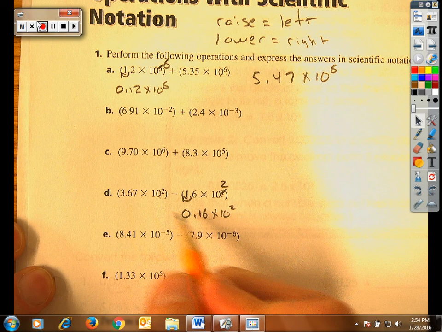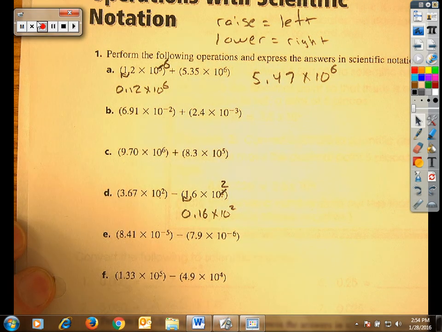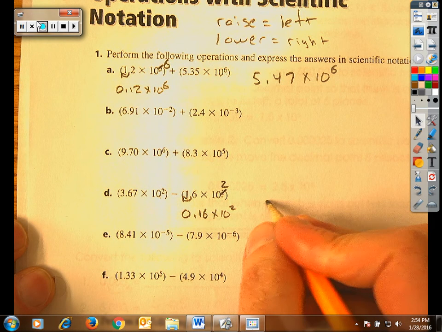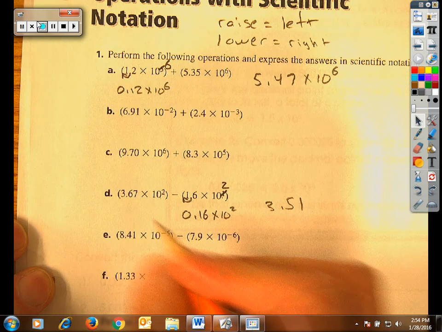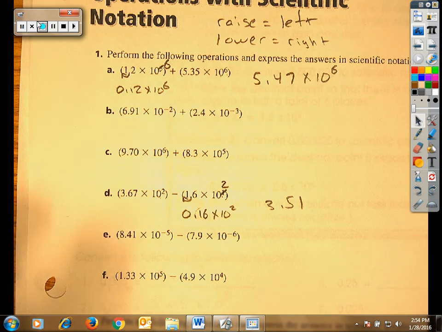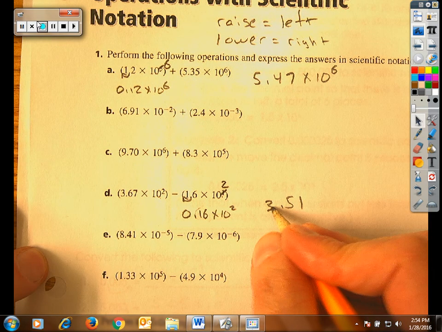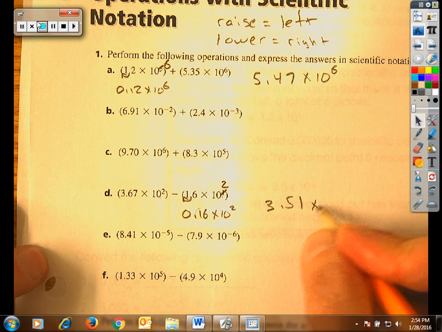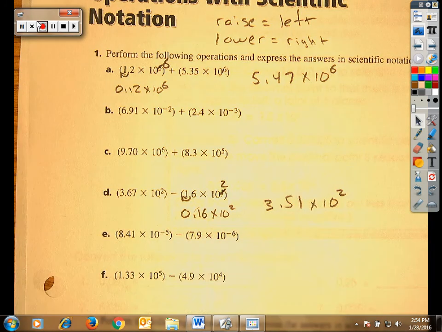I can go ahead and subtract the first two numbers, 3.67 minus 0.16. I get 3.51. Two numbers after the decimal point, two numbers after the decimal point, two numbers after the decimal point. It all works out nice and neat. Significant figures are good. Times 10 to the 2.